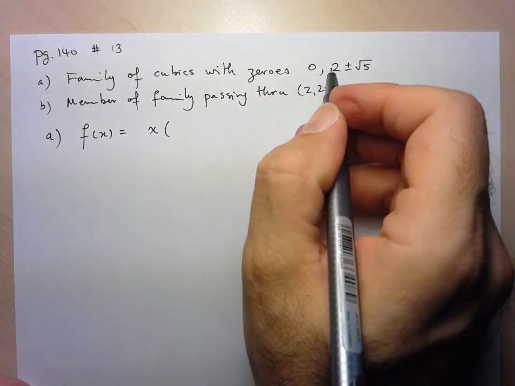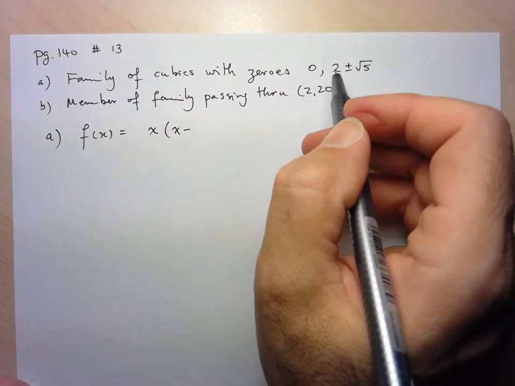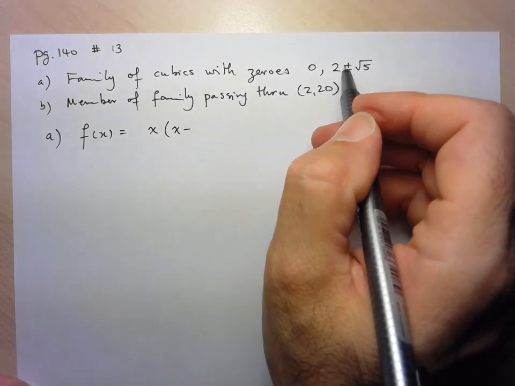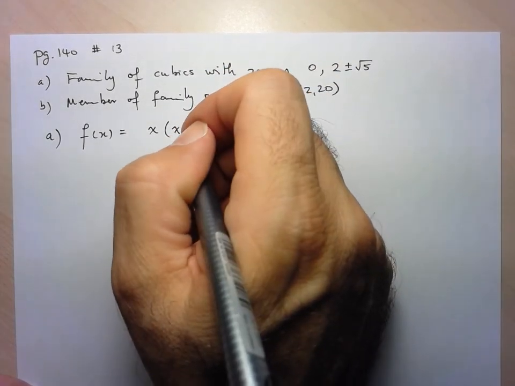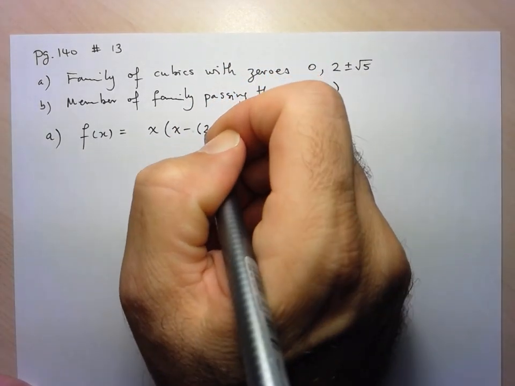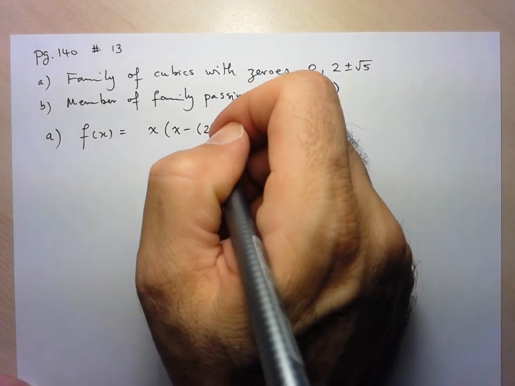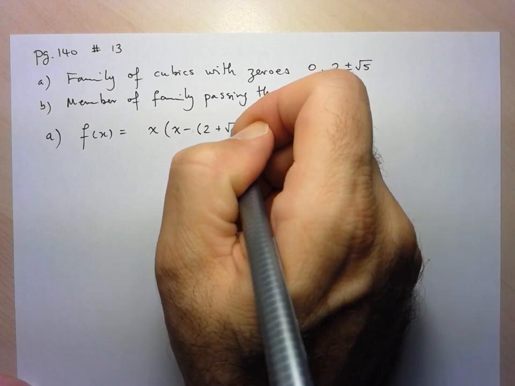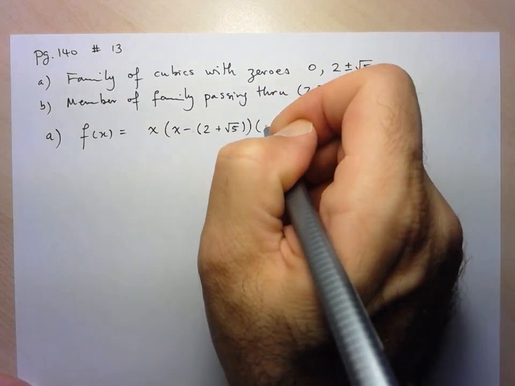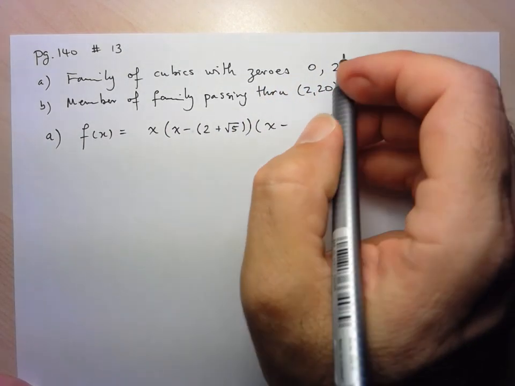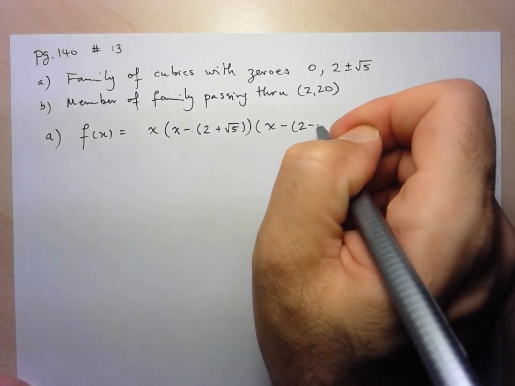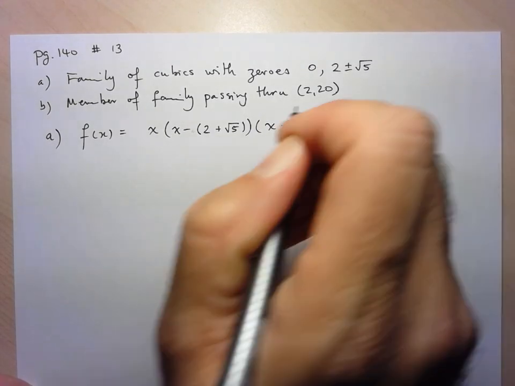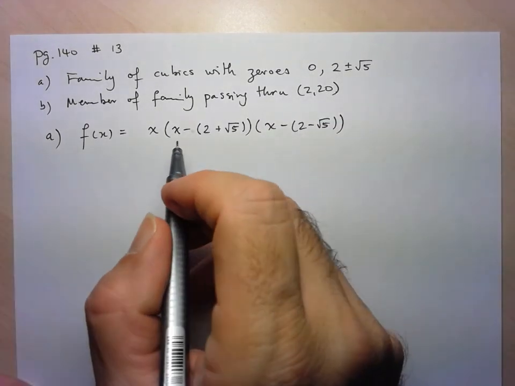Then another factor is going to be x minus this first one given here, 2 plus root 5. Now remember, I'm subtracting this whole number, so make sure you're using brackets here. So x minus (2 plus root 5). And then x minus that last one, which is going to be (2 minus root 5). Okay, and this is just one member of the family.